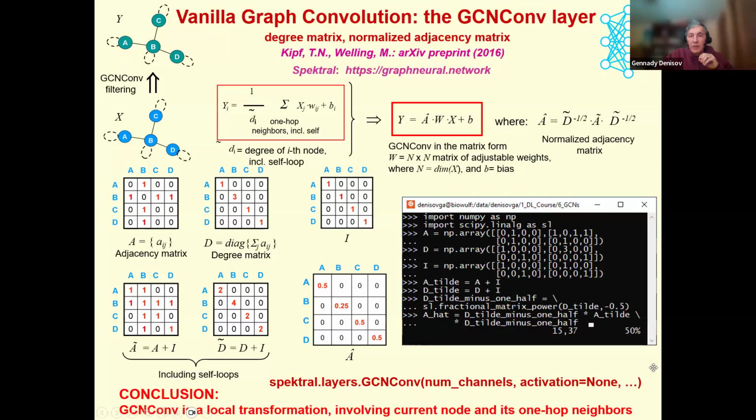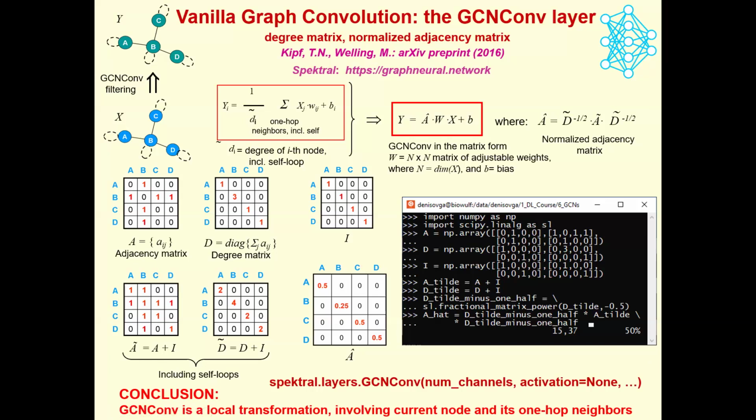Any questions about this slide? What's the advantage of having the self loops, or what's the difference in practical terms between including them or not?